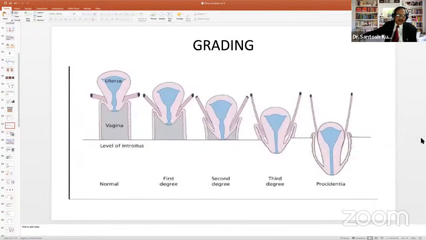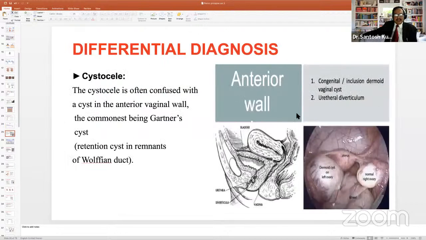Again, this is the photographic representation of that. There is a differential diagnosis. When there is a cystocele, sometimes even a Gartner cyst can be confused with the cystocele. So one should first confirm whether it is a Gartner cyst, a retention cyst of the Wolffian duct, or a cystocele, because a cystocele is reducible, but a dermoid cyst of the ovary or other cyst is not reducible.